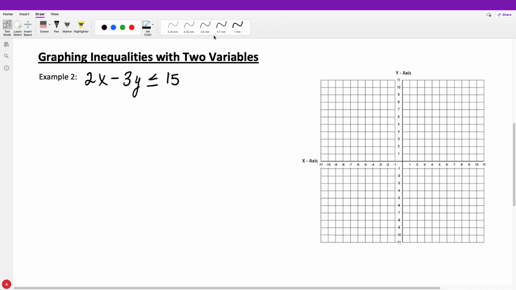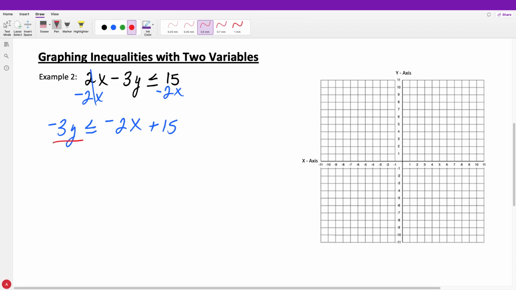But we need to pay attention to if we're dividing by a negative number, just like we would if we were solving a regular one-variable inequality. So if we wanted to rewrite this into slope-intercept form, the first thing I'll do is subtract 2x on both sides, so that way I start to isolate my variable y. So now I have negative 3y is less than or equal to negative 2x plus 15.